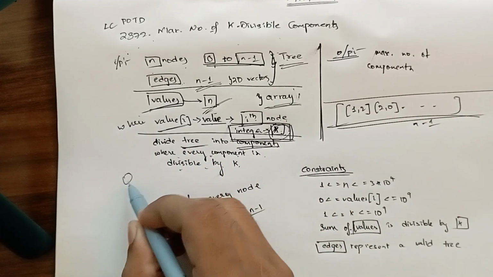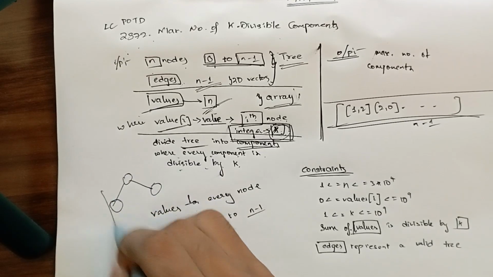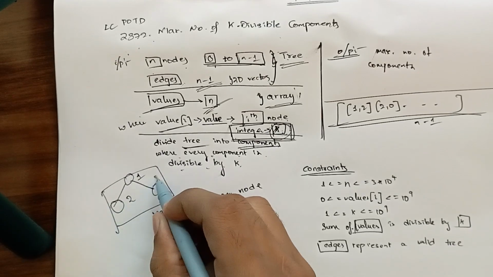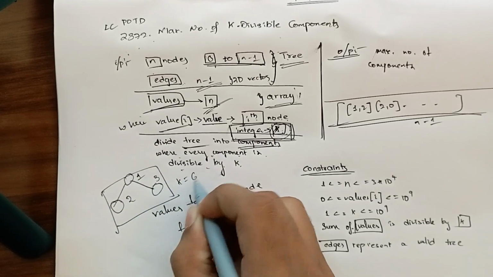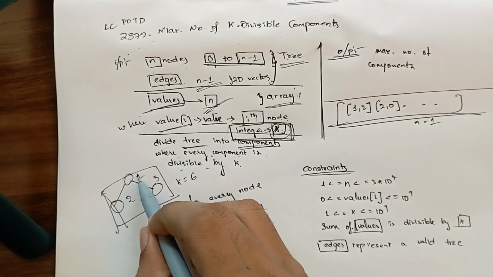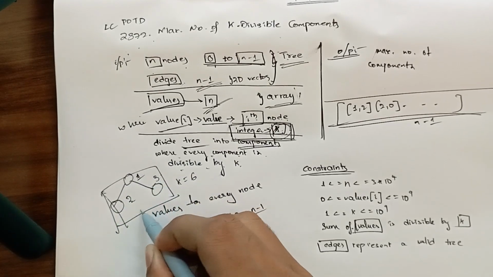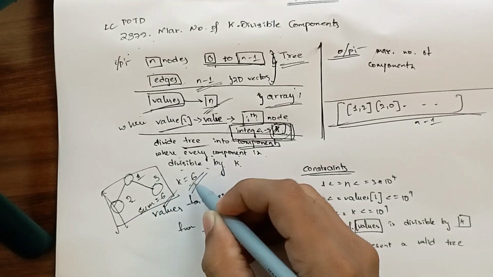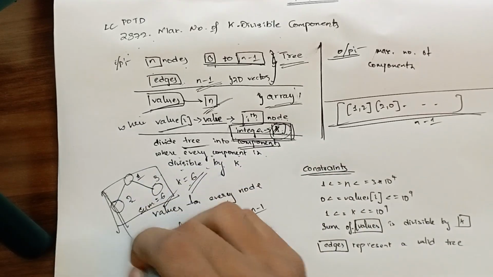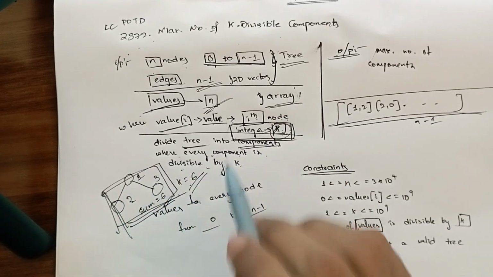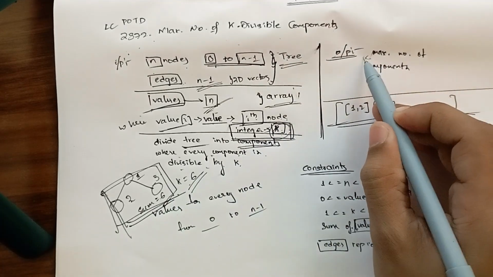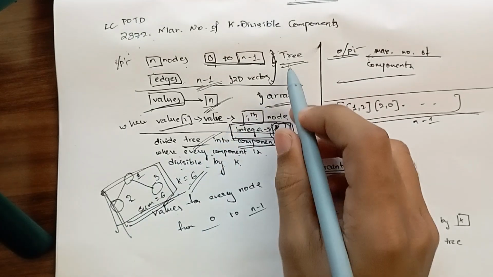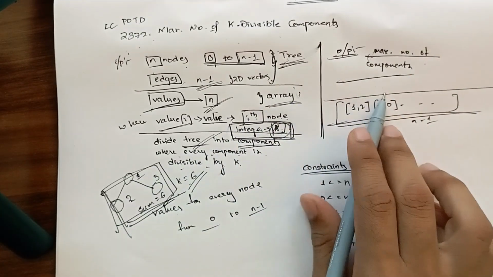That means if you think of a component having values 1, 2 and 3, and the k given is 6, then the sum 1 plus 2 plus 3 is equal to 6. Now 6 is divisible by k, that means 6 is divisible by 6. So this will be one component. Our target is to return the maximum number of components from this tree.